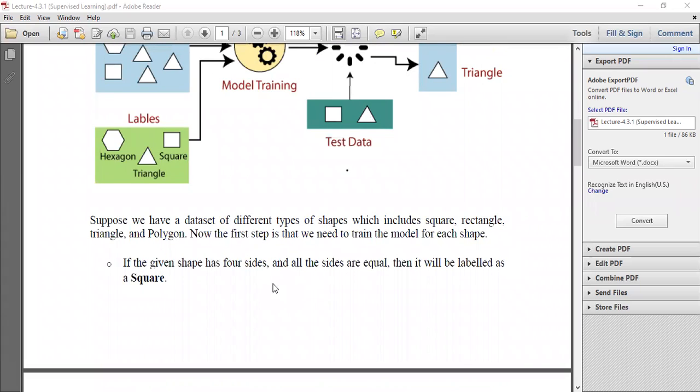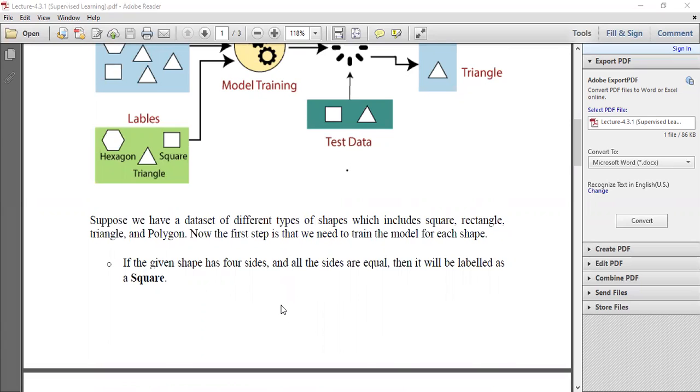Suppose we have a data set of different types of shapes, which includes a square, a rectangle, a triangle, and a polygon. Now the first step is that we need to train the model for each shape. So you must train each shape to the model. If any shape is left out, then your model is not working perfectly.